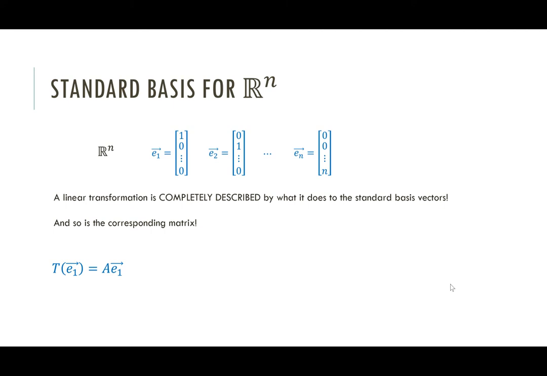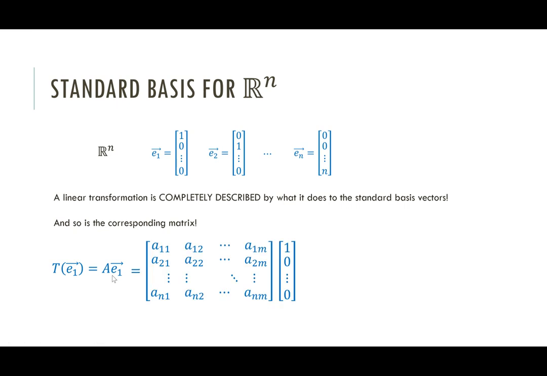Our admittedly less good original definition of a linear transformation said, okay, it's linear if it has a matrix, or if it's equivalent to multiplying by a matrix. So, okay, let's run with that and say the transformation of this vector e sub 1 should be equal to some matrix A multiplied by e sub 1, which, all right, so let's write that out. We got some general matrix A times the first basis vector.